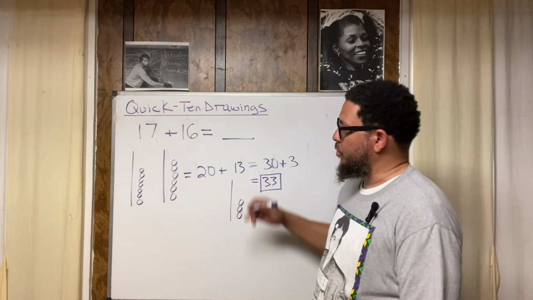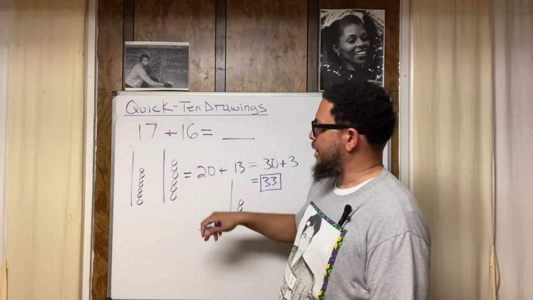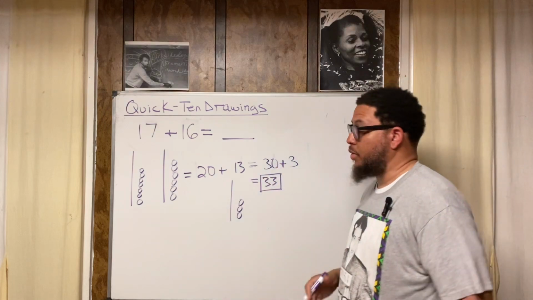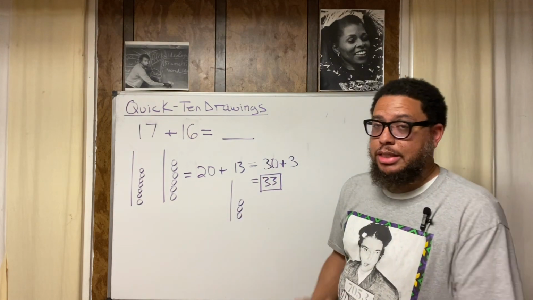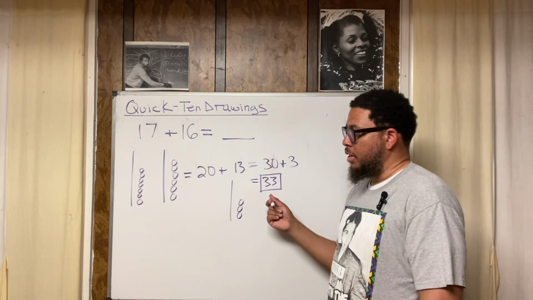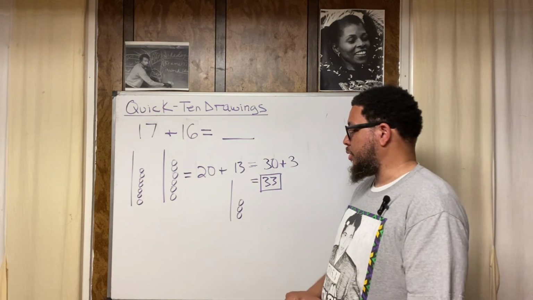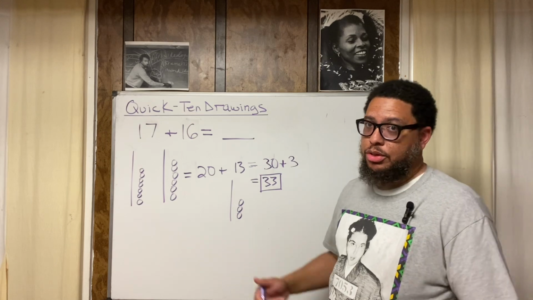All right. So the final answer is 33. And that means that 17 plus 16, 20 plus 13, and 30 plus 3 are also equivalent expressions. They're all equivalent expressions because they're all equal to the same number, 33. All right, 33. Like Scottie Pippen, 33.